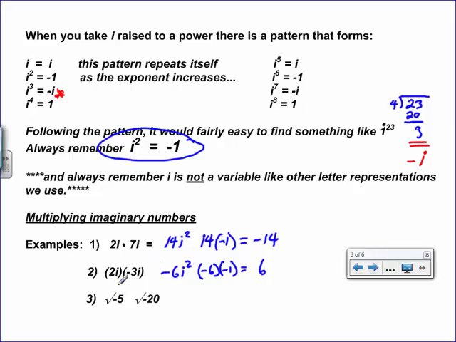Well, these down here, we could break these each into the square root of 5 i and the square root of 20 i. Multiply the square roots, which would give you the square root of 100 i squared. And the square root of 100 is 10, and i squared is -1, so you would simply get -10.